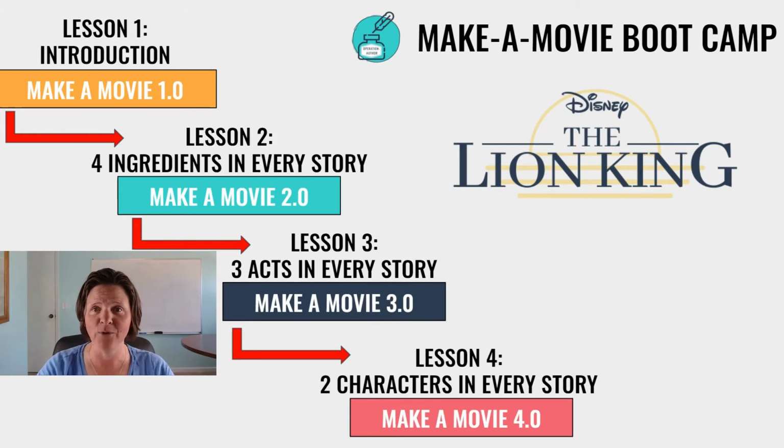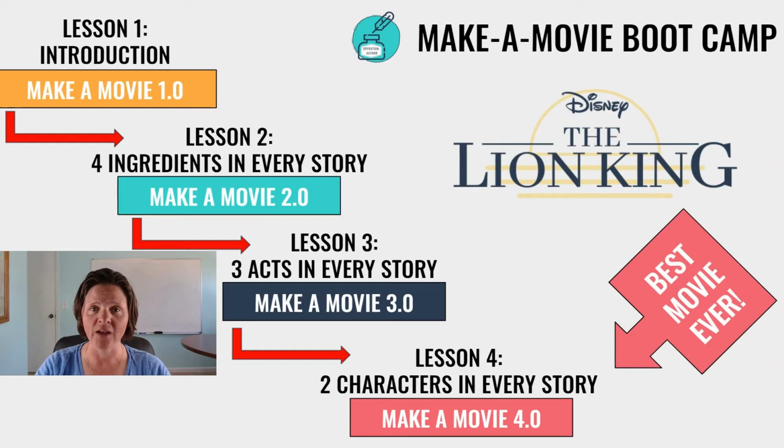That means by the time you're done with this boot camp, you will have learned all about the 4-3-2 of storytelling, and you'll have 4 versions of your movie, each one better than the last, and that 4th one will have all 3 essential elements in it.